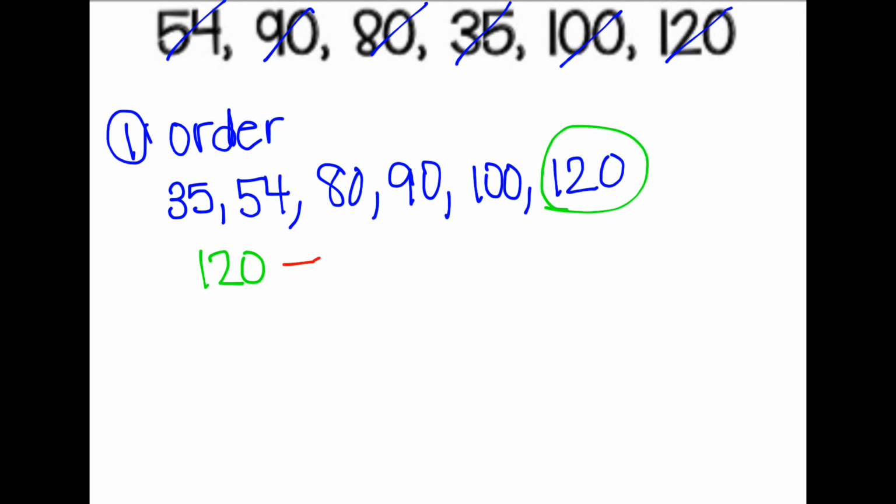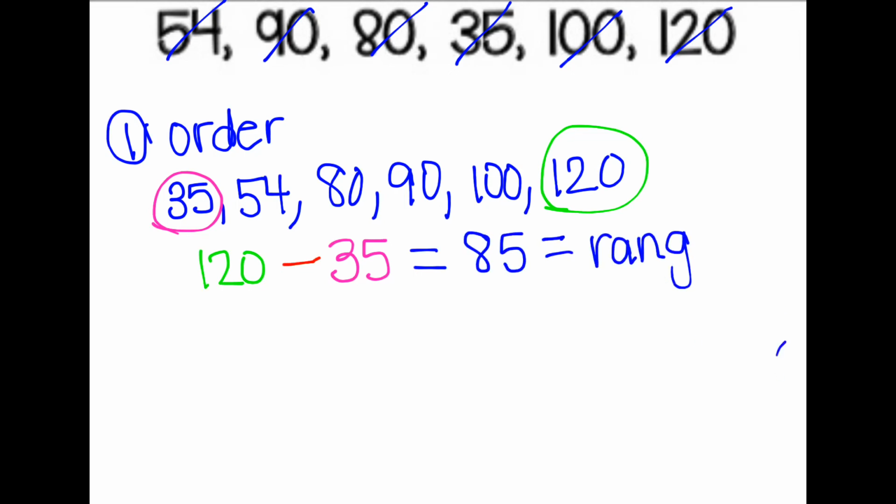I subtract. I find the least value, which is 35. That would always be our first value. And that is going to give me my range. When I subtract 120 minus 35, I am going to get 85. That will give me my range.